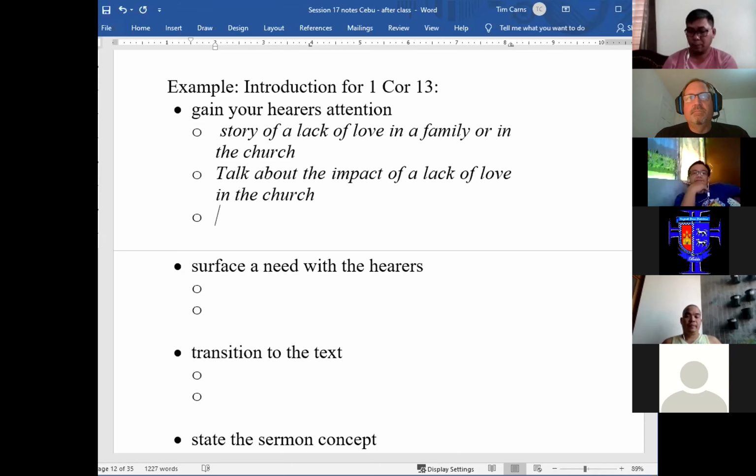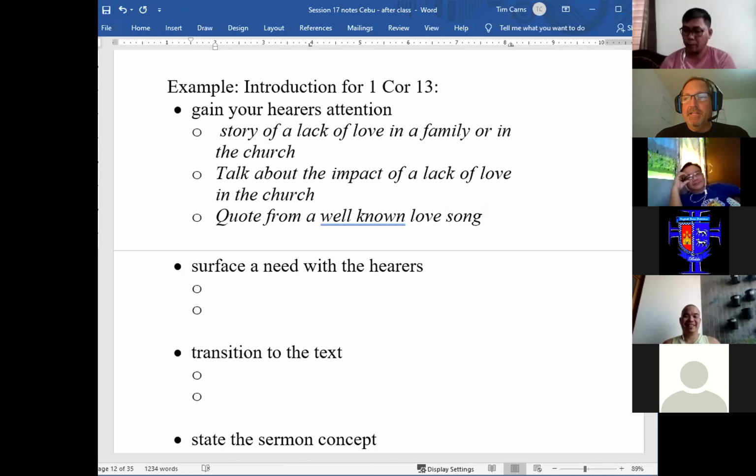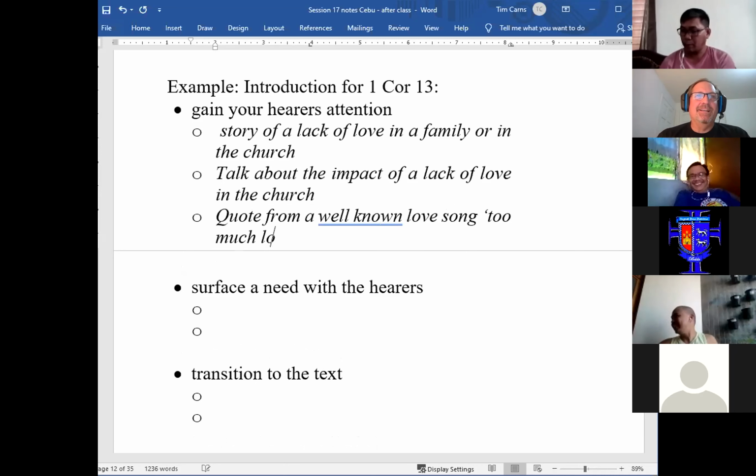How about a quote from a well-known love song? I want to know what love is. I want you to show me, right? That got your attention, didn't it? Too much love will kill you. There you go.